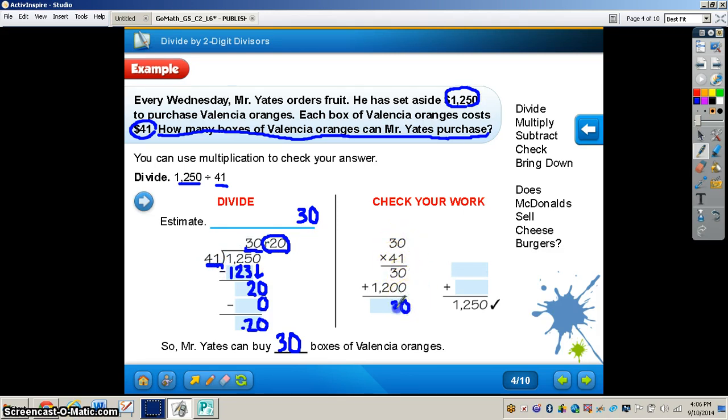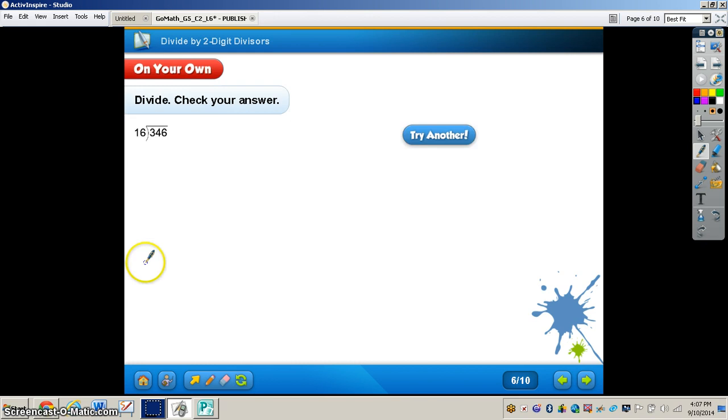Okay, you can just see the answer here, and you'll need to write this down, 1,230. Okay, and then what you do, you take the product here from your factors, and you add the remainder to it, giving you 1,250. So this number should equal your dividend, and that's how you can check using multiplication. Okay, let's take a look at the on your own section.